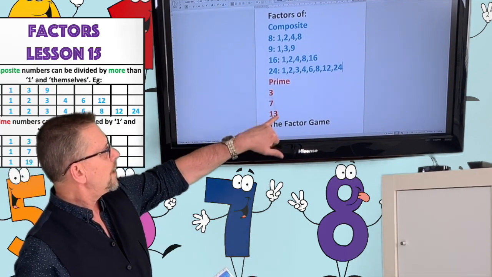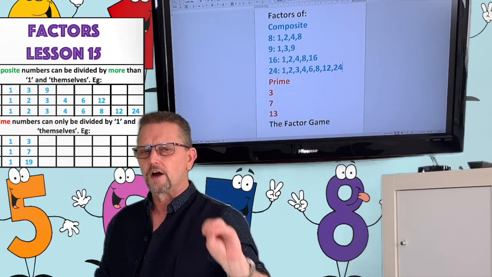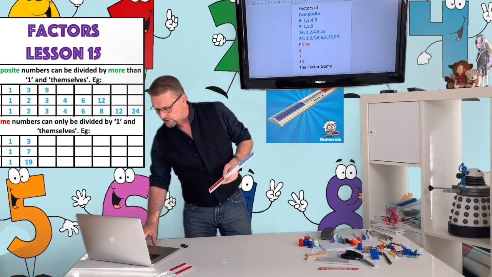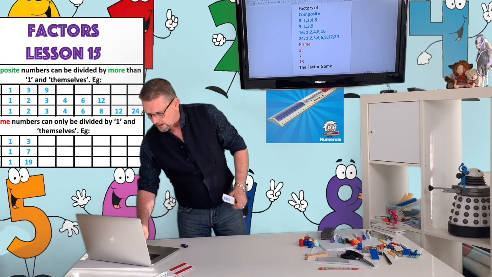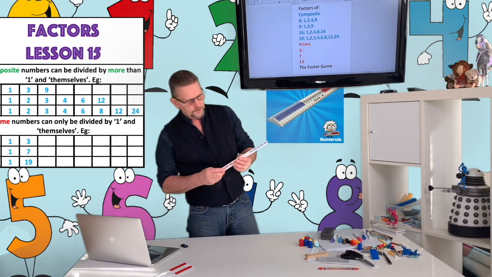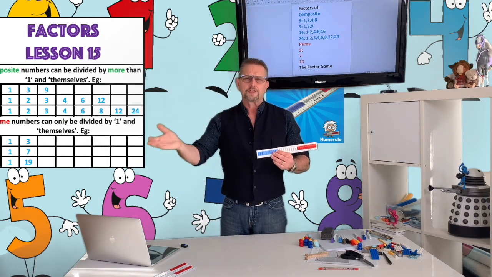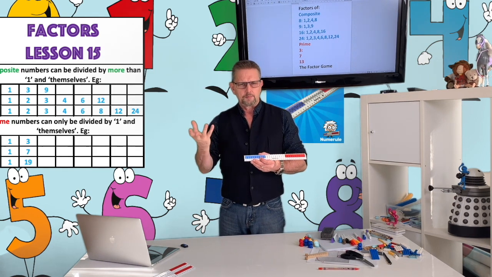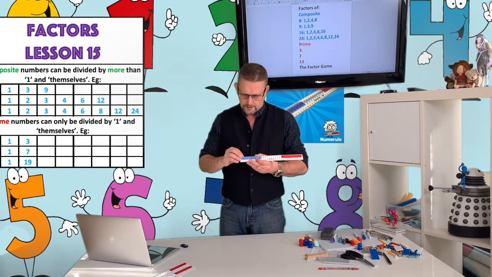So prime numbers. Now remember, prime numbers can only be divided by themselves and 1. So let's quickly have a look at prime, and let's have a look at number 3. What am I trying to get over to the kids? It's a number that can only be divided by itself and 1. Plenty of other numbers can be divided by all other numbers.